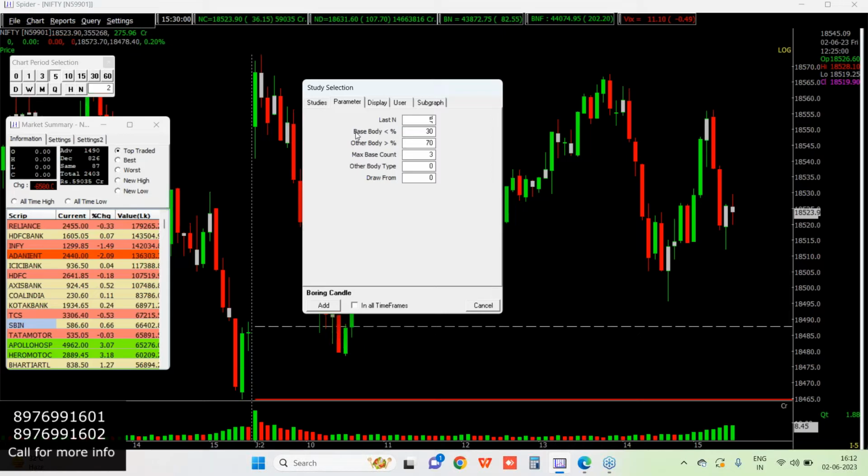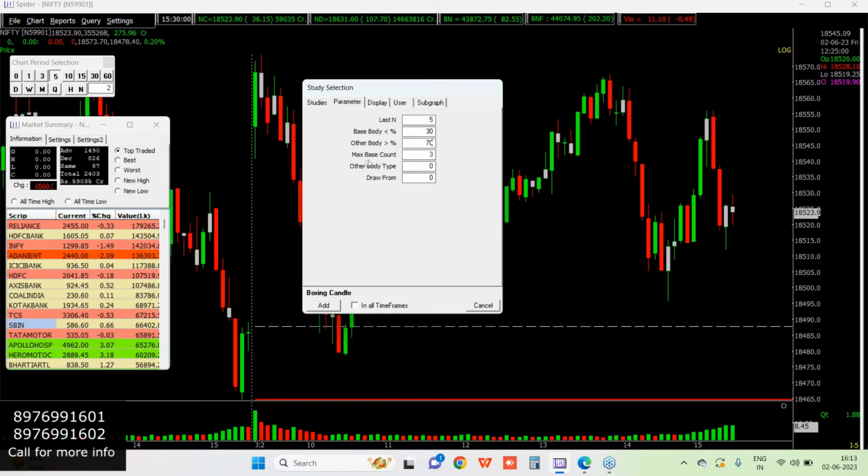Then the base body. We can also define the base body. Right now it's showing that your base body should be less than 30%, or max 30%. Whichever boring candles are created at 30% or less will be considered as a base candle. The next setting is the other body setting. If you set it to 70%, your strong candle should be 70% or more, and only then will it be considered a rally or drop candle.